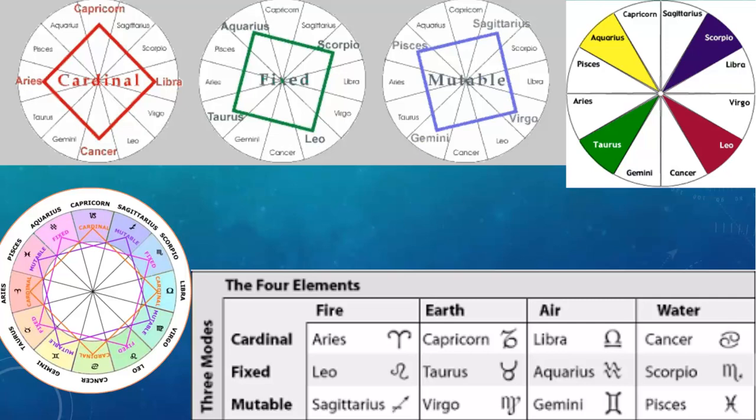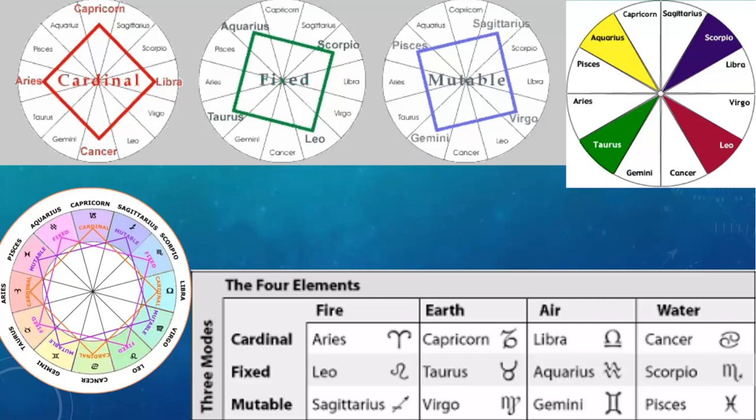And so you can see Aries, Cancer, Libra, and Capricorn are all cardinal signs. They're all starting off a season, and then the fixed signs and the mutable signs, and they're in that square relationship to each other. And so the network graph is showing how those qualities relate to one another.